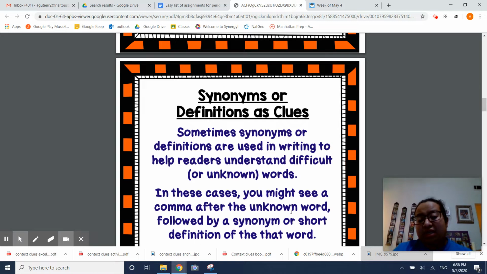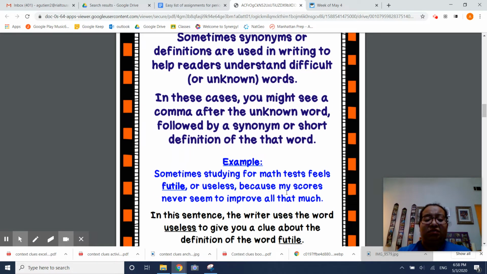Okay. Next, sometimes there is not going to be an example. There's going to be a synonym right next to, before, or after the unknown word. The sentence or the author might give you a synonym, a word that means the same thing. So let's see this sentence.